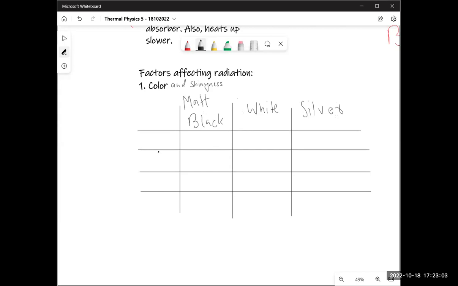Now finish writing quickly. Let's look at this. You have the three kinds of objects here: emitter, absorber, and finally reflector. So okay, emitter, matte black is a good emitter. Let's say best.